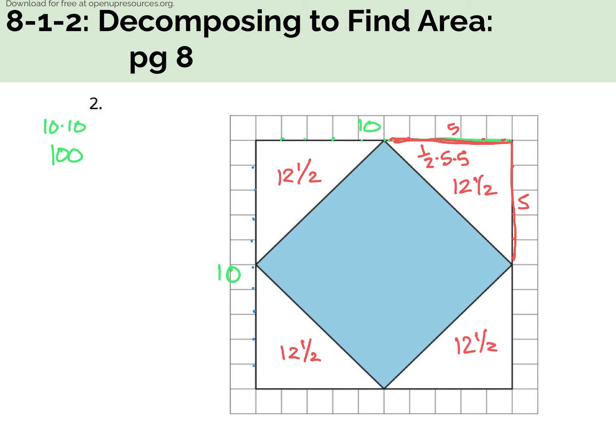Let's go ahead and add 12.5 4 times, which is 50. So we're going to subtract off our 50. And the area of the blue shaded is 50 square units.